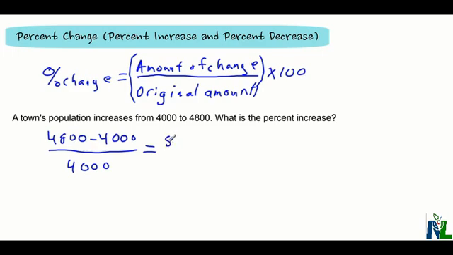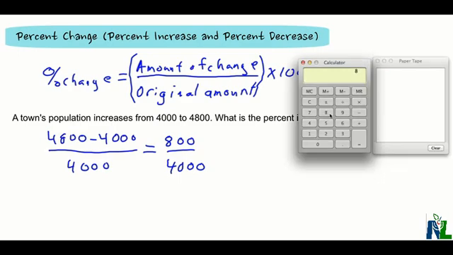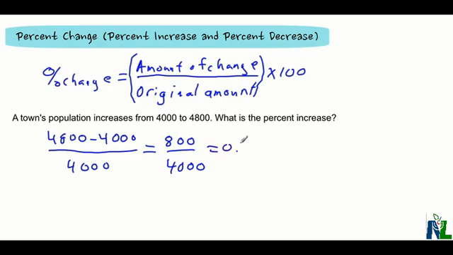So that would give me 800 divided by 4,000. Let's get my calculator there. 800 divided by 4,000 equals 0.2. Okay. I'm multiplying that by the 100. I get a 20% increase.